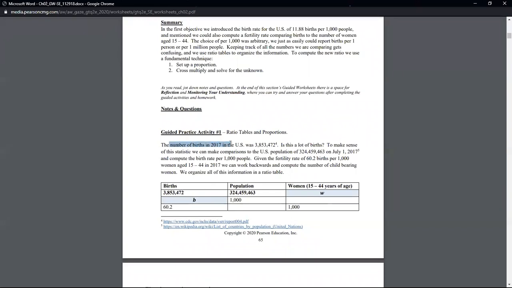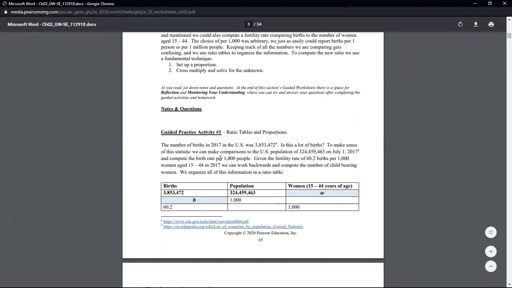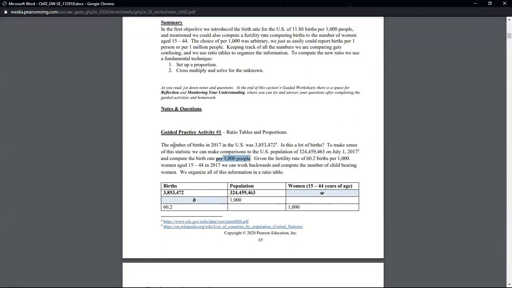So they say the number of US births in 2017 was 3.8 million. Is this a lot of births? To make sense of this statistic, we can make comparisons to the US population of 324 million people in 2017, and then compute the birth rate per 1,000 people. This is the third or fourth time I'm reminding you of this. The word per means the next thing is the bottom of a fraction.